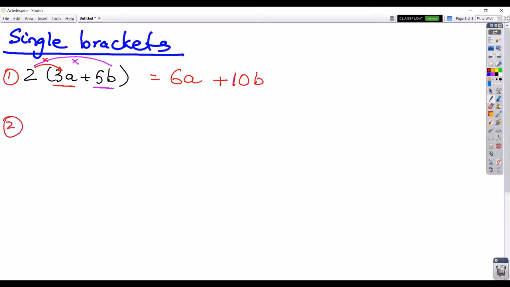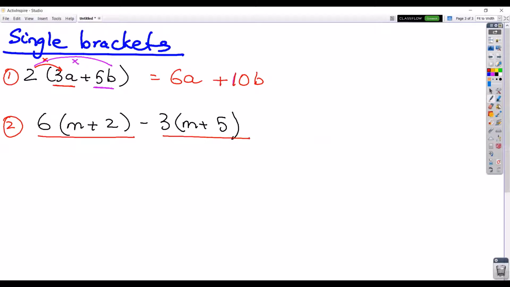Now I'm going to show you with the second example. So let's say if we have 6 times m plus 2, minus 3 times m plus 5. Now we see that we have got two brackets. We're going to expand the first bracket, which is here. Then we're going to expand the second bracket, which is this one, and we're going to simplify it afterwards.